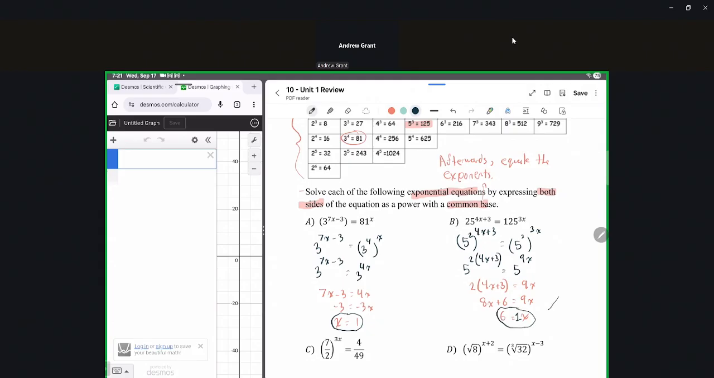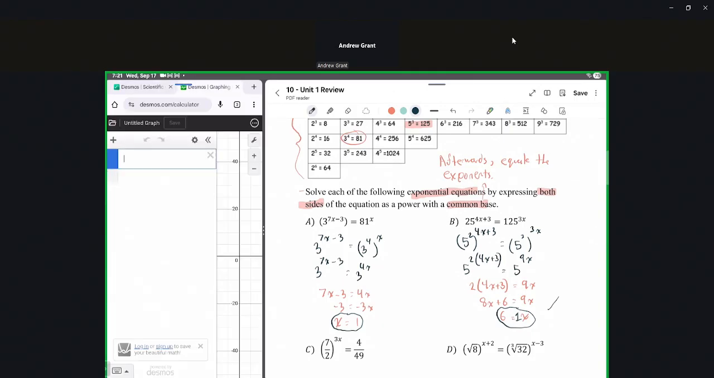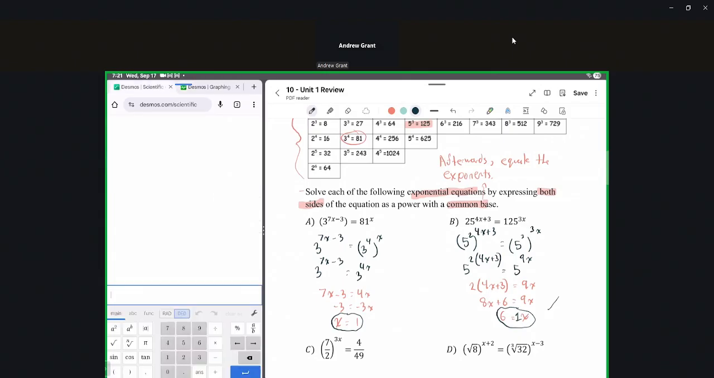And as always, if you so wish, you can go ahead and check your answers on your calculator. Today I have the Desmos scientific calculator and the Desmos graphing calculator in case we need them.